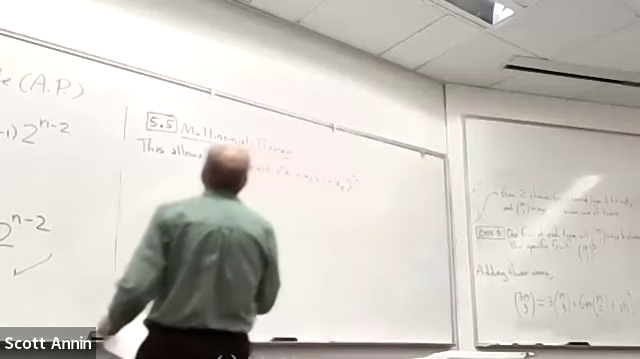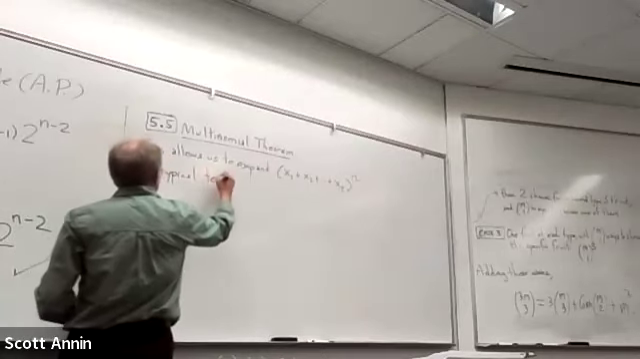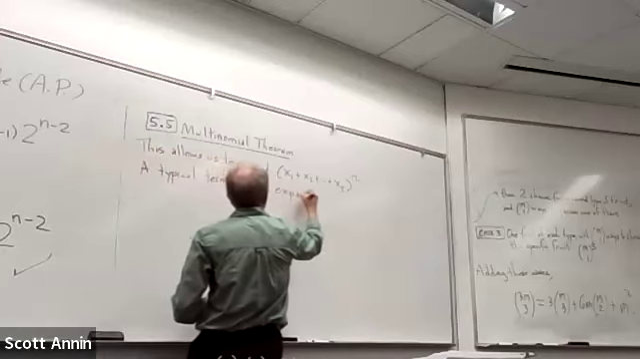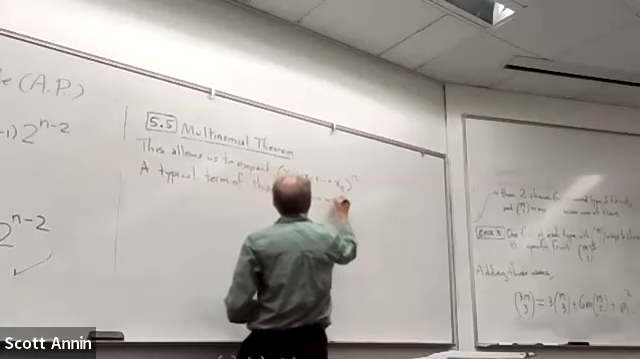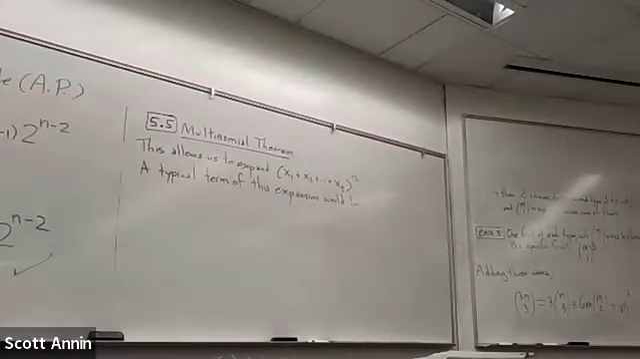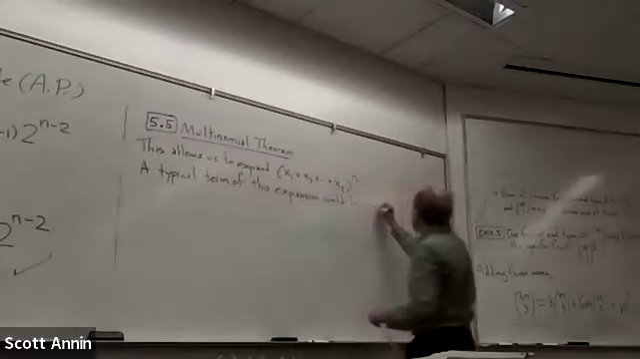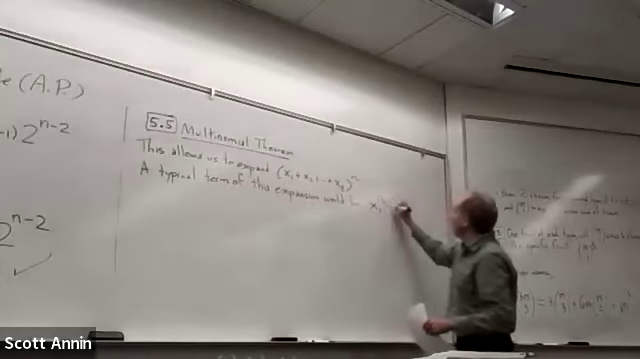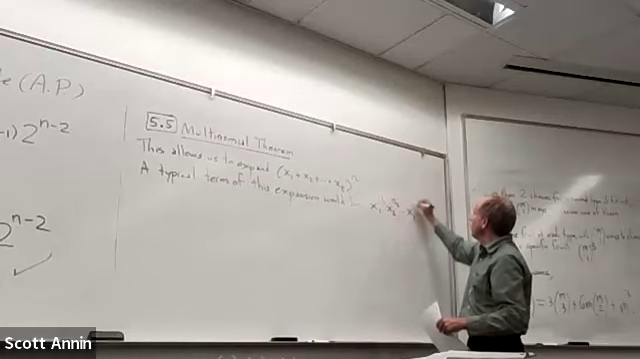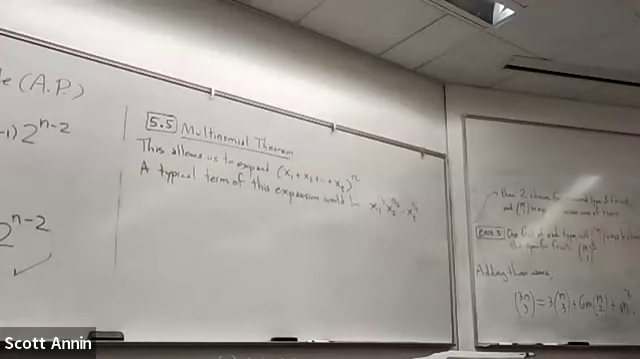So a typical term of this expansion would be, let's try to write out how a typical term would look. It would have some x1s, let's say x1 to the n1, and then it would have some x2s, let's say x2 to the n2, all the way up to xt to the nt. So you'd have terms that look like that.